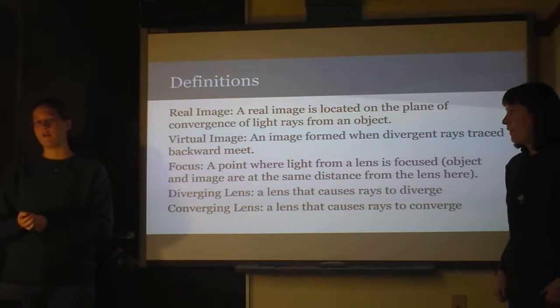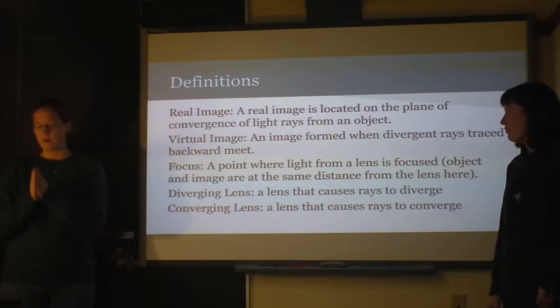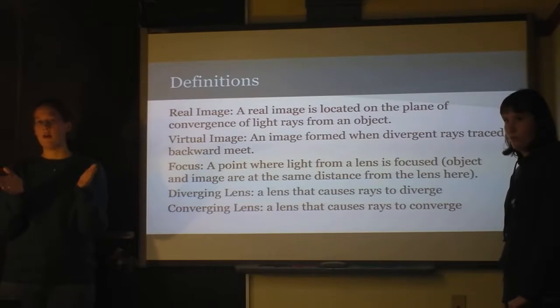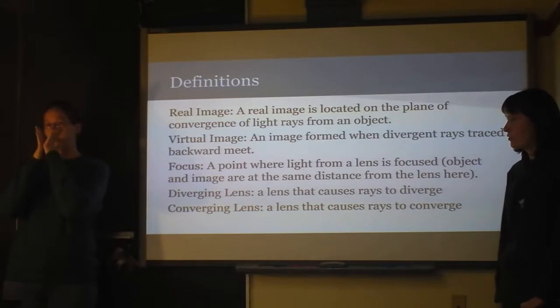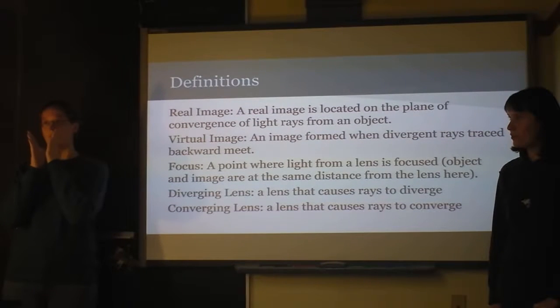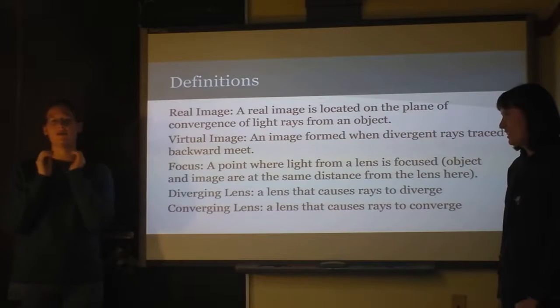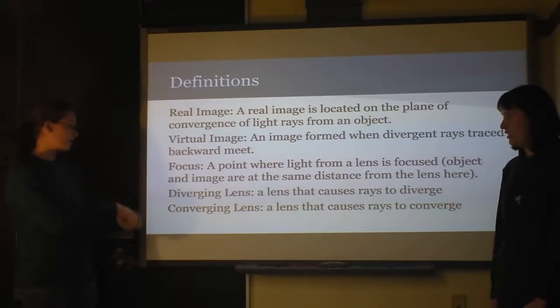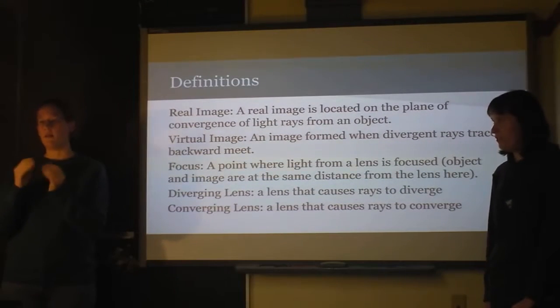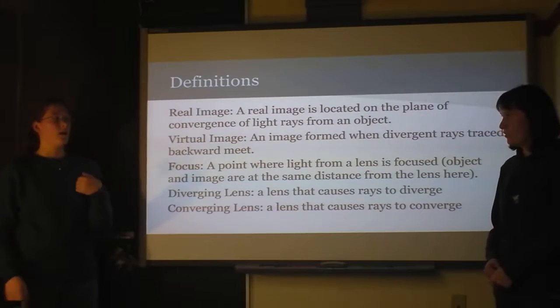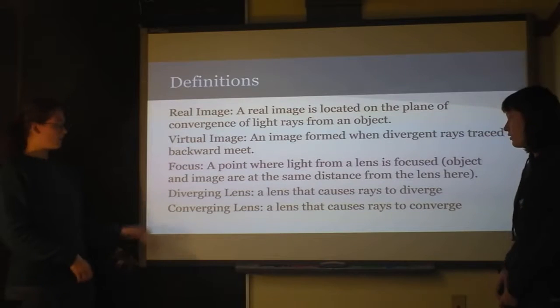And diverging lenses are lenses that, when the light goes through them, spread light out, so they don't form real images. They're lenses that are double concave. They cause the light rays to spread out, while converging lenses do the opposite, and they focus light at a point, so they actually do form real images, as well as virtual images sometimes.